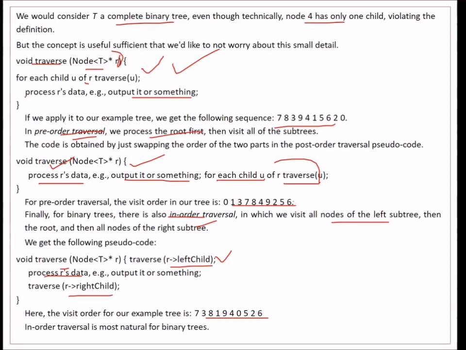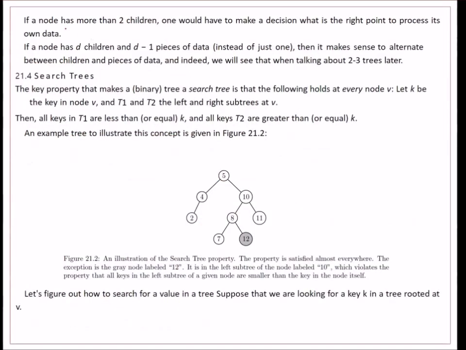Hope you will be able to do in-order and post-order also. So if a node has more than 2 children, then what? We would have to make a decision about the right point to process its own data. If the node has d children, d minus 1 pieces of data, then it makes sense to alternate between the children and pieces of data, and we will see them in 2-3 trees later on.